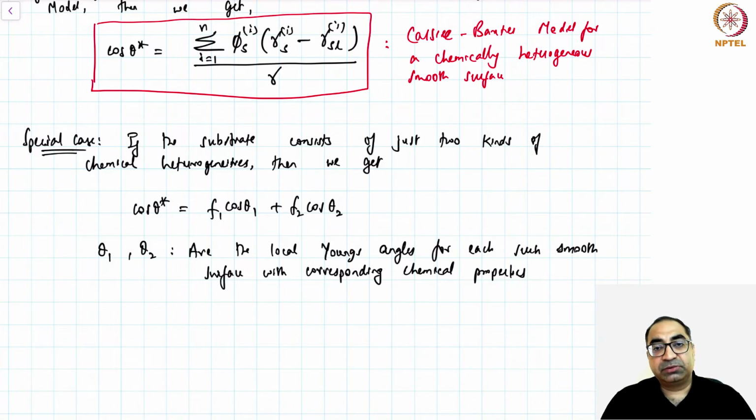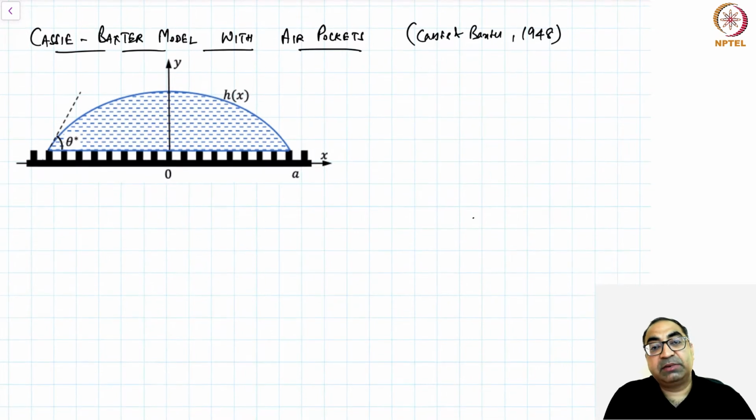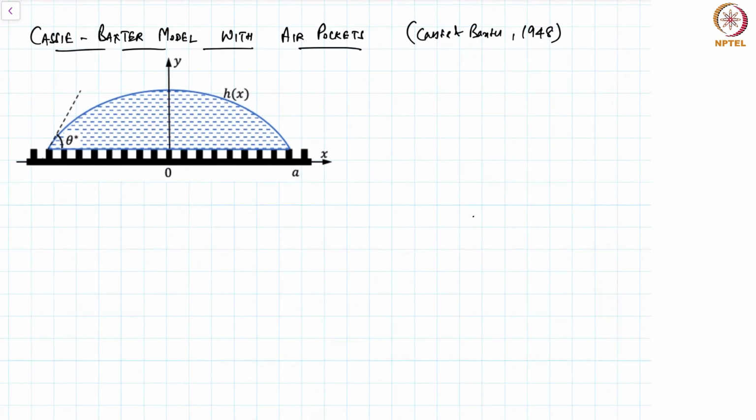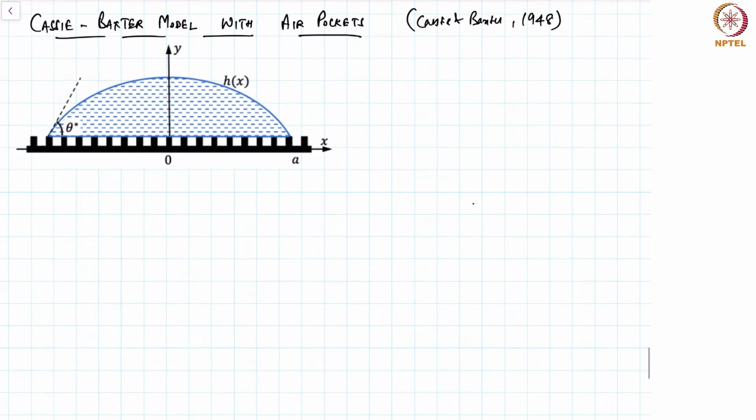So now we want to conclude this discussion using the Cassie-Baxter model with air pockets in the middle, and that's where we will start this lecture. So let me first begin by highlighting a small region, let's say a region very close to the solid surface. A roughness element would be something like this.